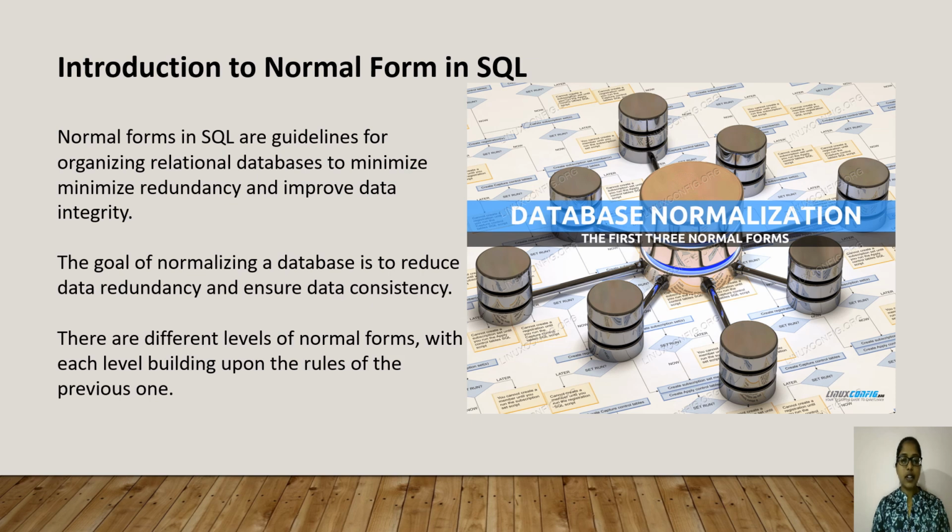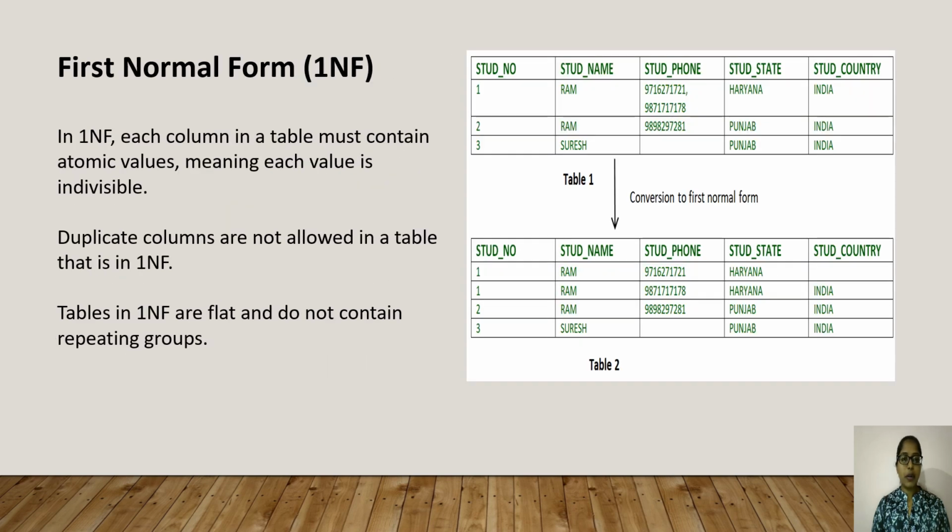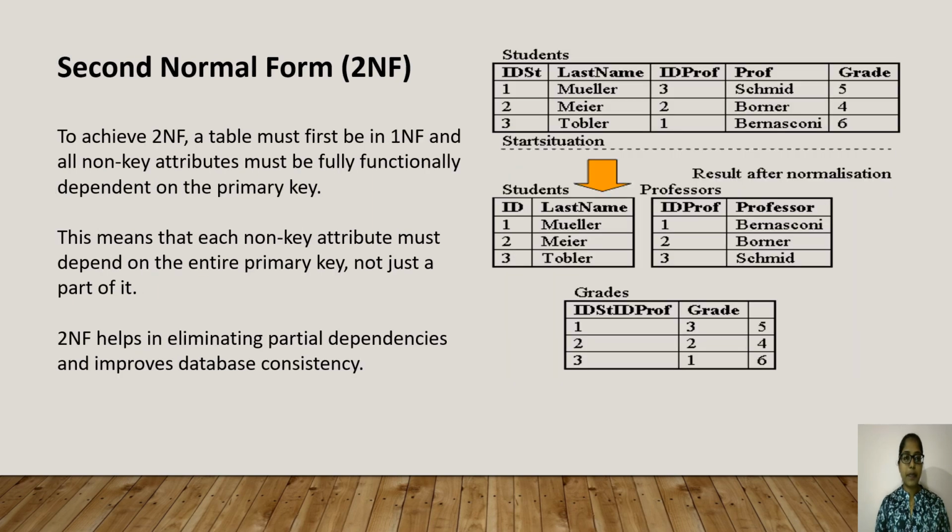There are different levels of normal forms, with each level building upon the rules of the previous one. First normal form, 1NF. In 1NF, each column in a table must contain atomic values, meaning each value is indivisible. Duplicate columns are not allowed in a table that is in 1NF. Tables in 1NF are flat and do not contain repeating groups.